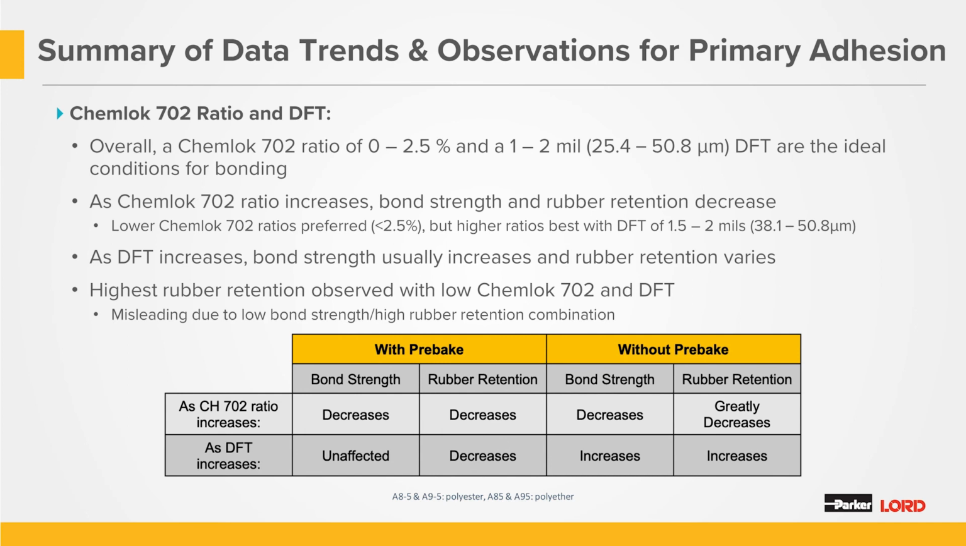to highlight. The table on this slide summarizes the trends in bond performance based on the ratio of Chemlok 702 and the dry film thickness. Dry film thickness showed consistency in performance within our tested range. However, the curative ratios showed a narrower window of performance at the lower levels. So overall, a Chemlok 702 ratio of 0 to 2.5% and about a 1 to 2 mil dry film thickness range are the ideal conditions for bonding.